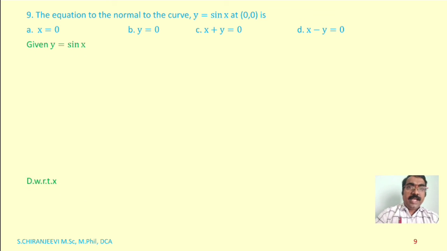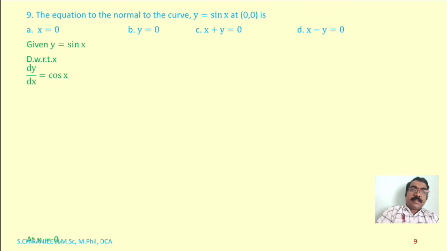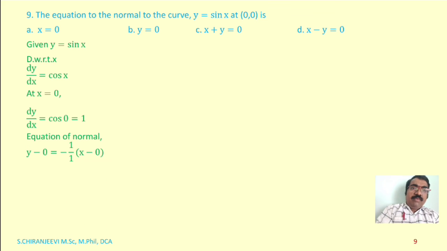Given y equal to sin x, differentiating with respect to x, dy by dx is cos x. At x equal to 0, dy by dx equal to cos 0 equal to 1. So equation of normal will be y minus 0 equal to minus 1 by 1 into x minus 0. Equation of normal formula is y minus y1 equal to minus 1 by dy by dx into x minus x1. Substituting x1, y1 and dy by dx, so y equal to minus x. So y plus x equal to 0 or x plus y equal to 0, which is option C.